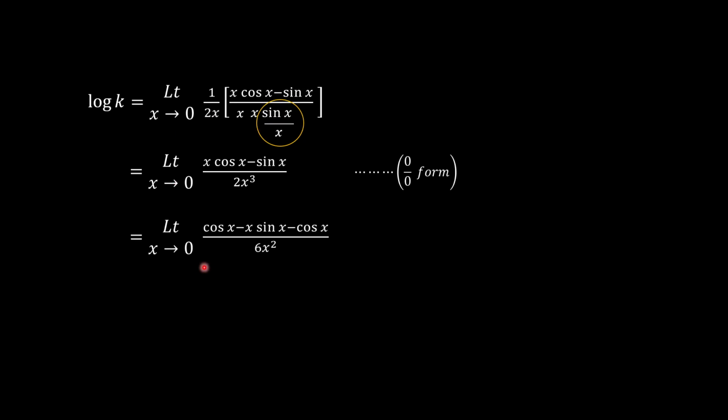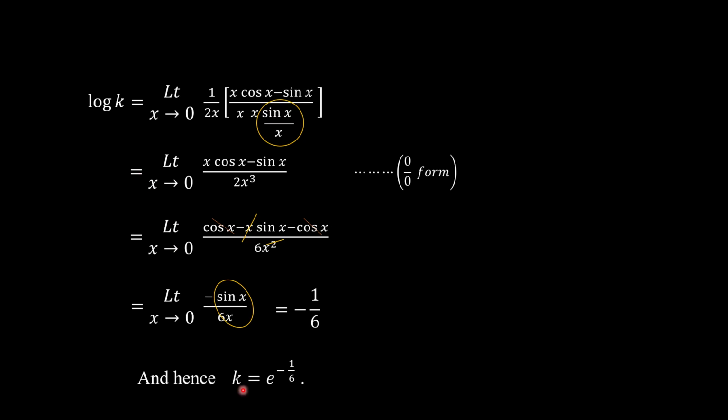So again you can apply L'Hospital rule. Therefore, log k is equal to limit x tending to 0 of the differentiation of x into cos x, which is cos x minus x into sin x, minus the derivative of sin x, which is cos x, divided by the differentiation of 2x cube, which is 6x square, which is equal to limit x tending to 0 of minus sin x by 6x, that is equal to minus 1 by 6, and hence k is equal to e to the power minus 1 by 6.